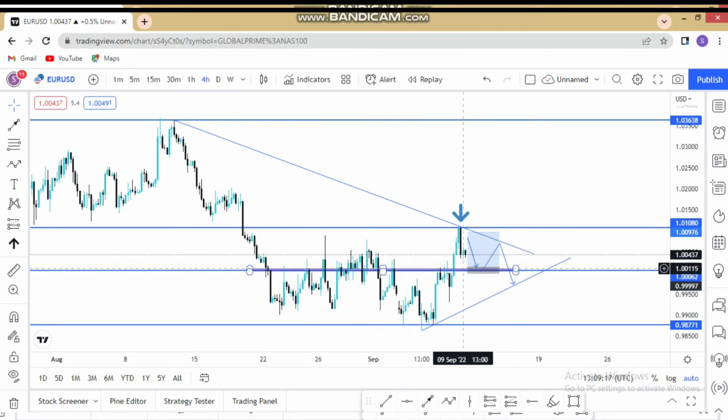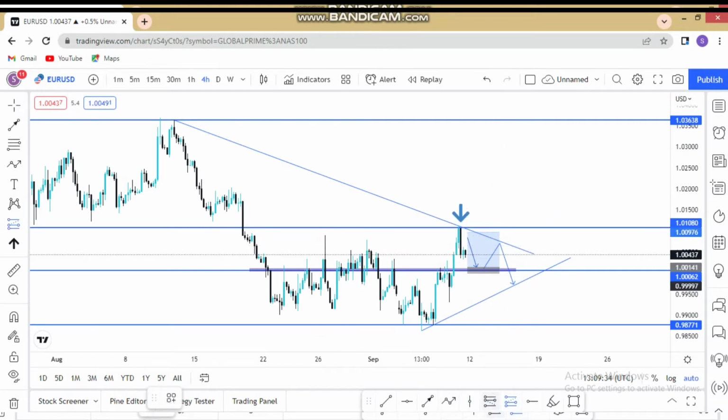Like I'm saying, if the market touches this point and gives us a clear confirmation that it's going up, we enter our buys. And as soon as the market touches the trend line, if it gives us a confirmation that it's going to sell, that's when we'll sell from that.